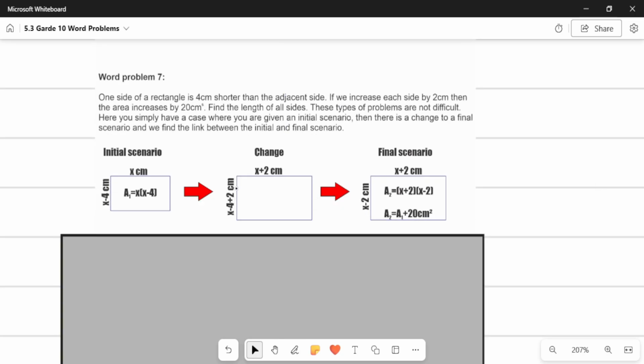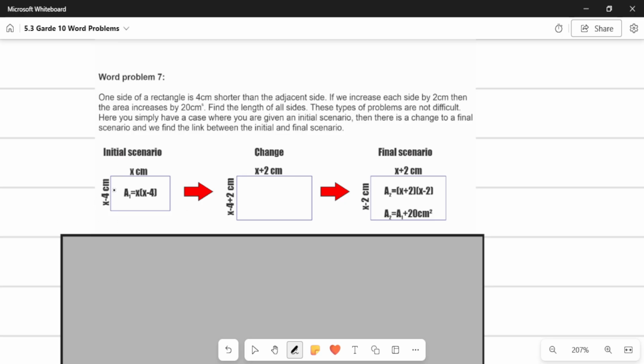Let's call one side of the rectangle x. Why do we call it that? Because it's unknown. It's given that the adjacent side is 4 centimeters shorter. So if this is x, the adjacent side will be x minus 4. Then we're given that we took each side of this initial rectangle and increased it by 2 centimeters. So this will become x plus 2 centimeters. This will become x minus 4 plus 2.